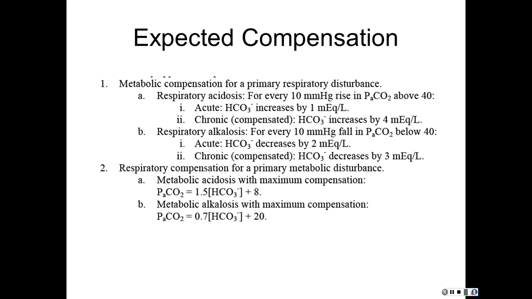So that would be the expectation for your PCO2 would be for it to drop to this level if you have a metabolic acidosis where your CO2 is low. If your bicarb is high, you can multiply it by 0.7 and add 20, and you would expect your CO2 to rise to that amount, basically.